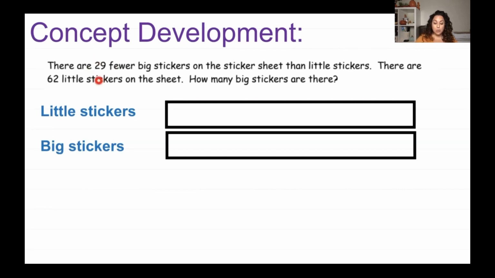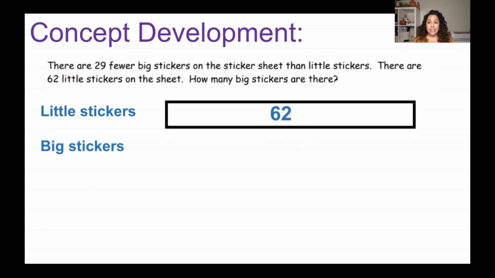So I have 29 fewer big stickers. That doesn't tell me what number to put here. So let's go ahead and continue reading. There are 62 little stickers on the sheet. 62 little stickers. I have a number to work with. So let's go ahead and put that in. 62 little stickers. So now what am I going to do?